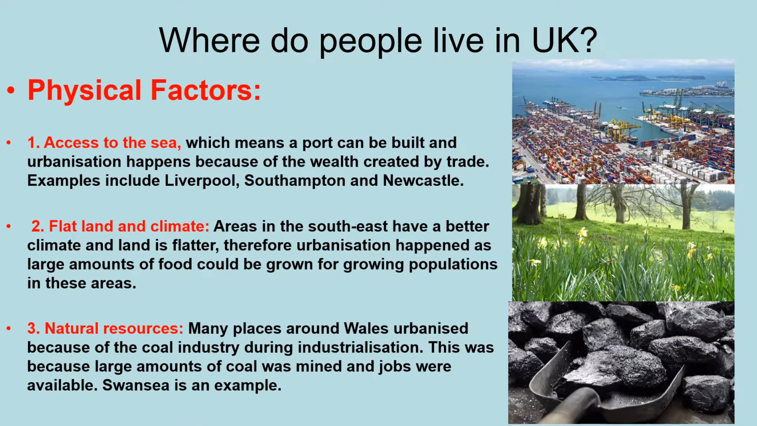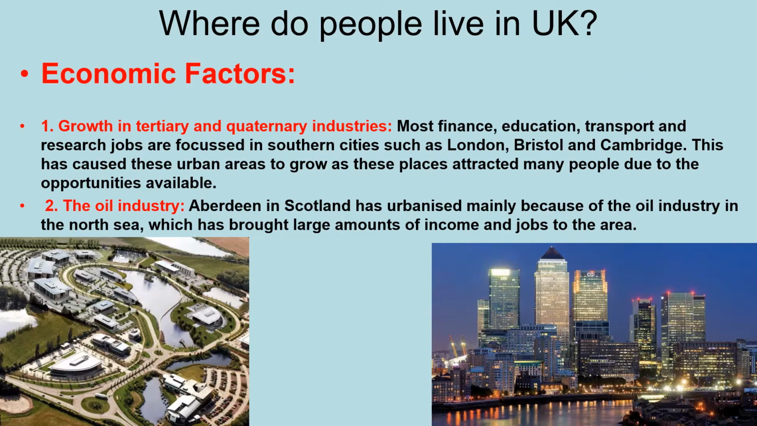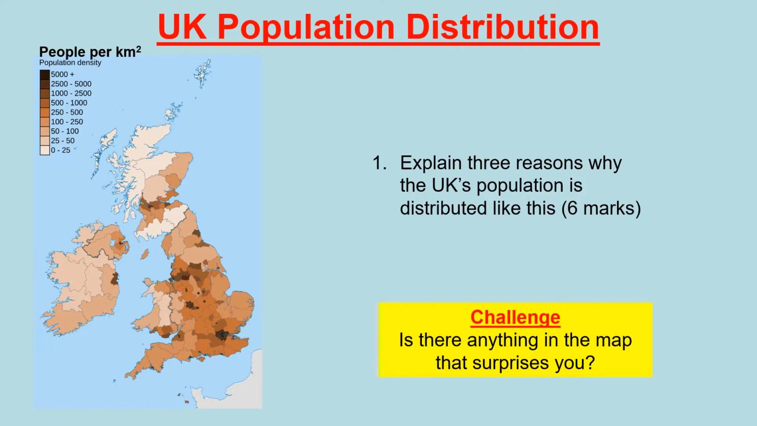We've got our 3 factors here: physical factors, historical factors, and economic factors, and you need to be able to explain them all. So for this question now, I want you to explain 3 reasons why the UK population is distributed like this. So you could give a physical example, historical example, and an economic example, and that would be great.